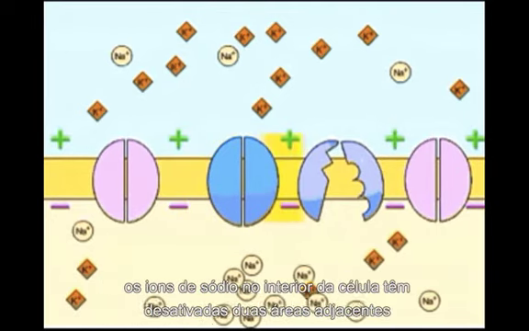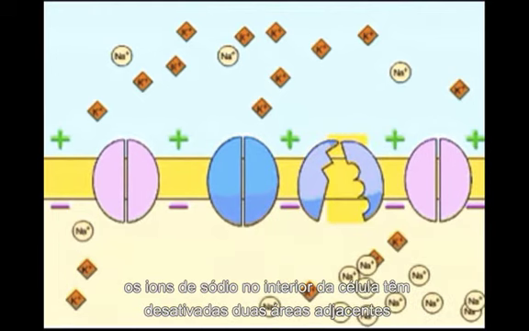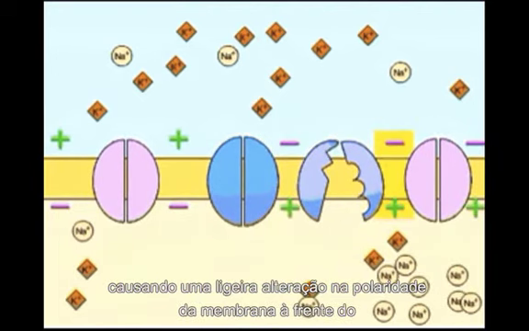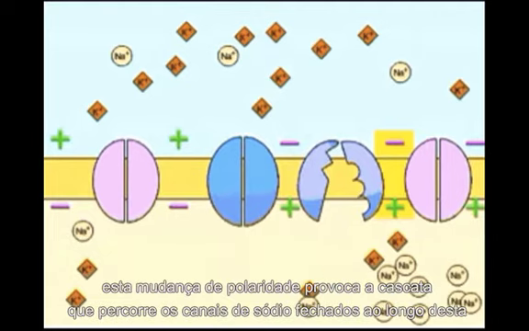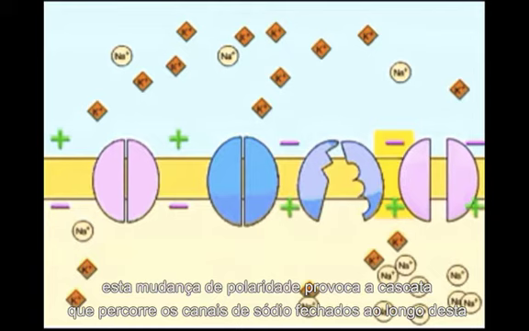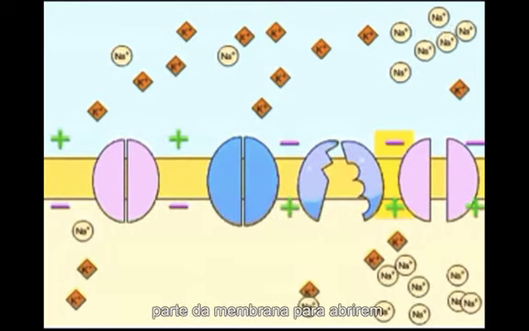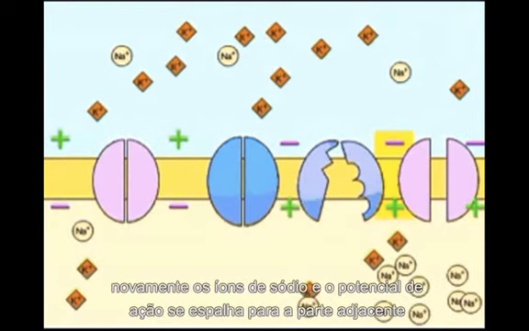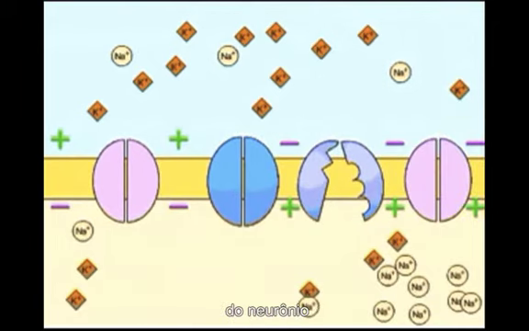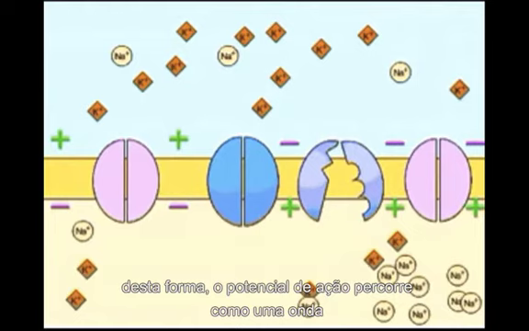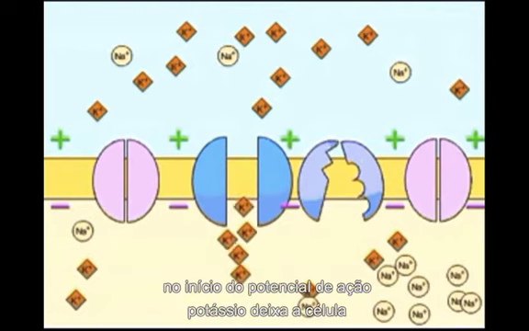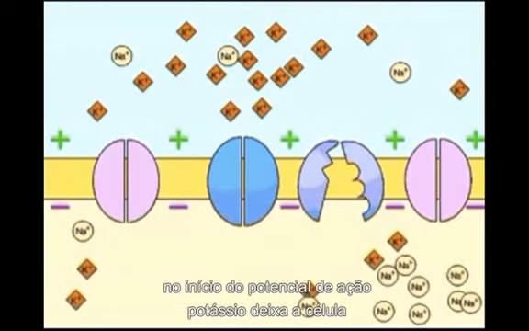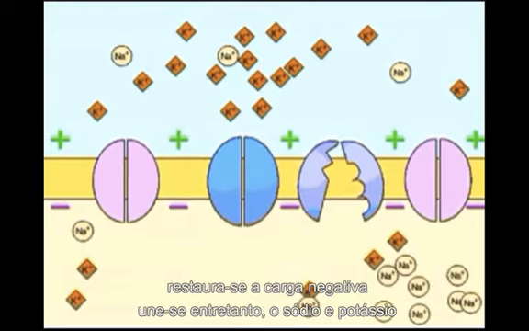Meanwhile, the sodium ions inside the cell have diffused to adjacent areas, causing a slight change in the polarity of the membrane ahead of the action potential. This change in polarity causes the voltage-gated sodium channels along this part of the membrane to open. Again, sodium ions rush in and the action potential spreads to the adjacent part of the neuron. In this way, the action potential travels down the neuron like a wave. In the wake of the action potential, potassium leaves the cell, restoring the negative charge inside the neuron.